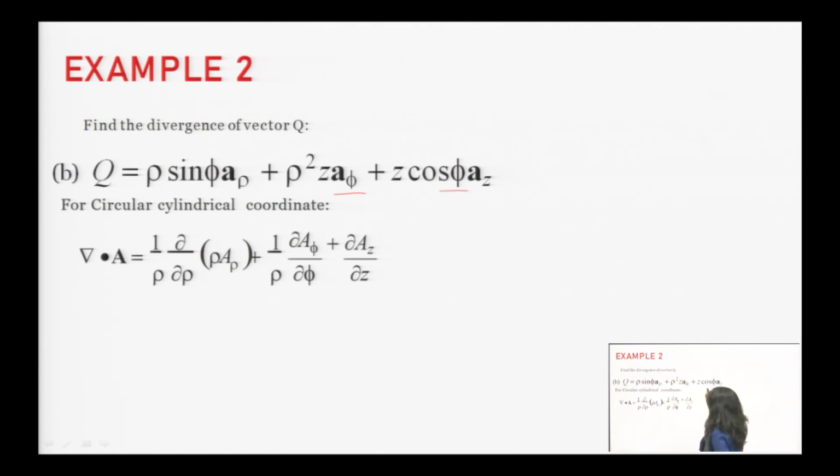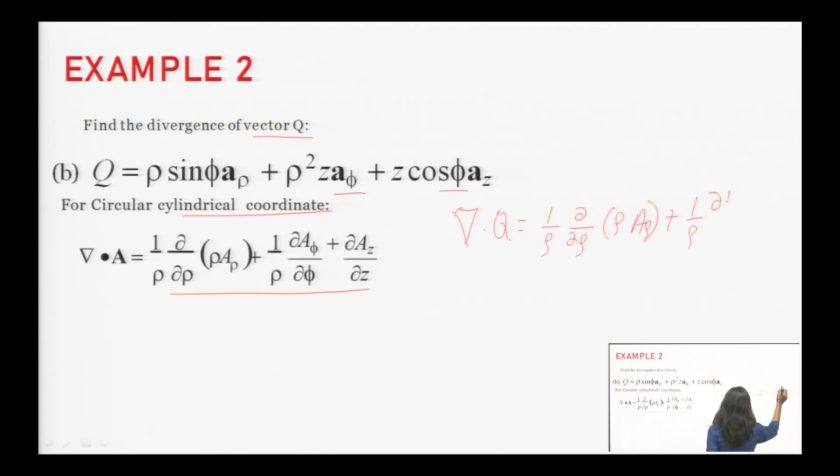So to find the divergence of this vector q, we need to apply the divergence formula used for cylindrical coordinate. In cylindrical coordinate, for any vector a, the divergence can be found using this formula. Accordingly, we can solve this problem as del dot q will be equal to 1 by rho d by d rho of rho a rho, plus 1 by rho d a phi.